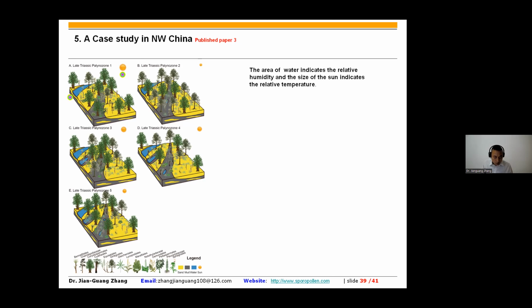The area of water indicates the relative humidity, and the size of sun indicates the relative temperature. We can see for different groups of the late Triassic, the plants were generally the same. There were some differences in humidity and temperature, but the plant differences were not remarkable.